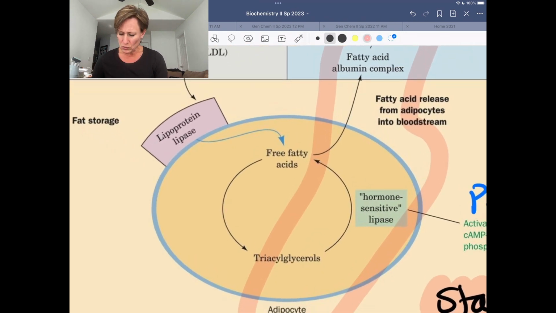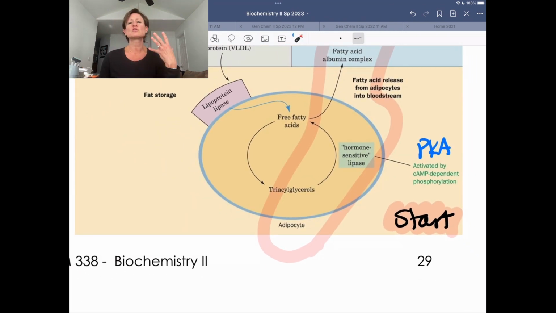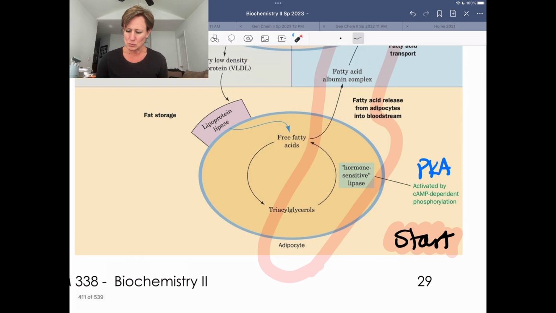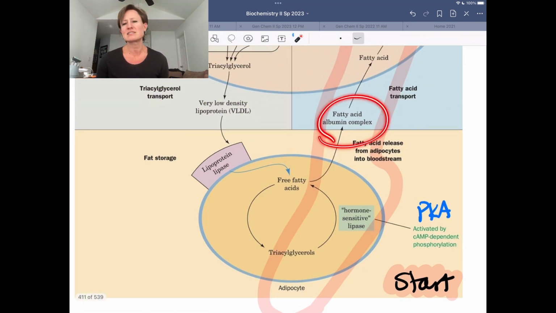So I'm going to start all the way down here at the bottom. We'll look at this picture first, and then we'll put that picture into words. Okay, so need state. If we're in a need state, PKA is going to be active. If PKA is active, it's going to be phosphorylating things. So in this case, we are going to have a hormone-sensitive lipase that is going to be taking triglycerides that are stored in adipocytes, converting them into fatty acids, which then can be exported into the bloodstream. Remembering, fatty acids are transported as a fatty acid albumin complex.